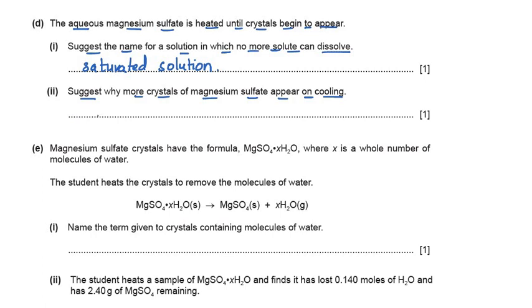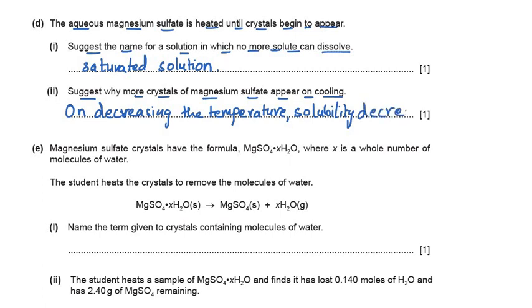So one main reason we are supposed to write in one sentence, that is on decreasing the temperature, the solubility decreases. So on decreasing the temperature, solubility of any substance should decrease. So solubility decreases. That's the main answer.